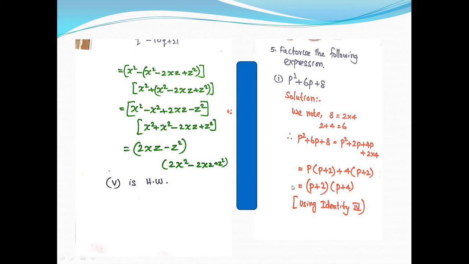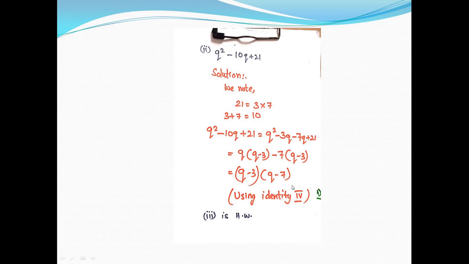Let us move to the next exercise. Next, the second one is q square minus 10q plus 21. The solution: we note that 21 is the product of 3 and 7. 3 times 7 is 21, and 10 is the sum. When you add 3 with 7, you will get 10. So, we can conclude that this will fit the identity number 4.